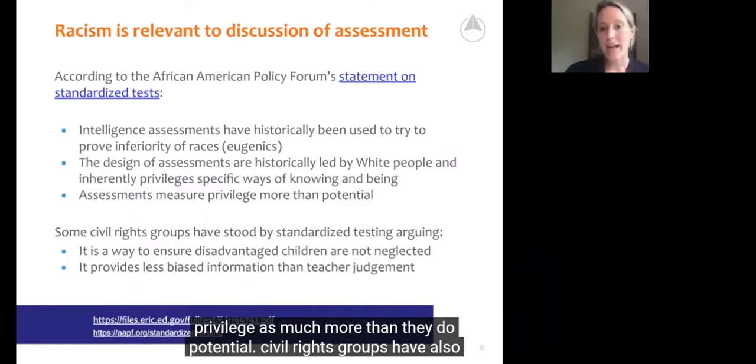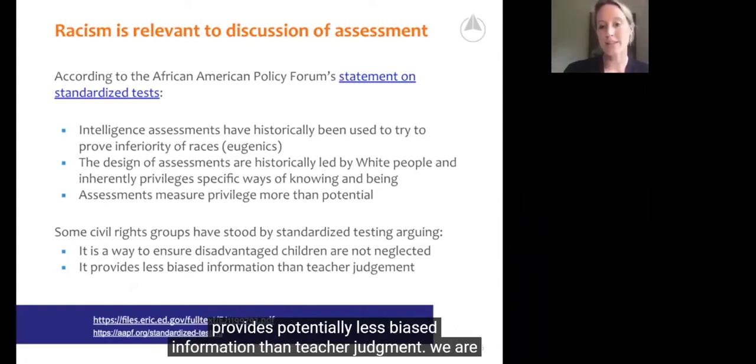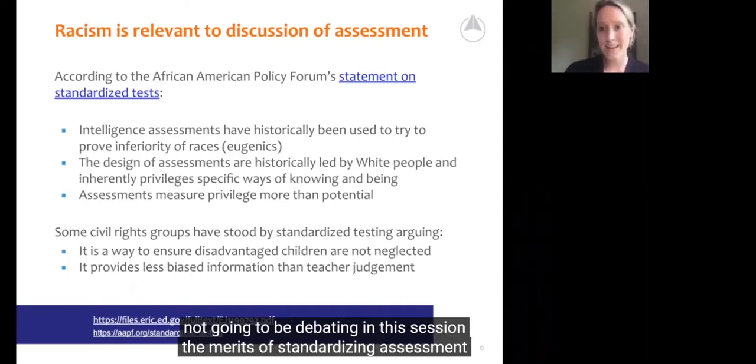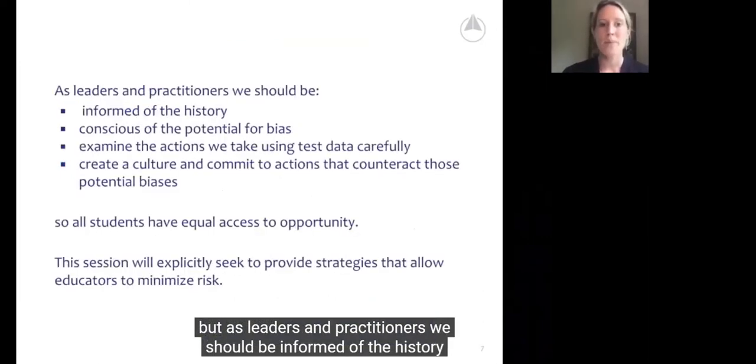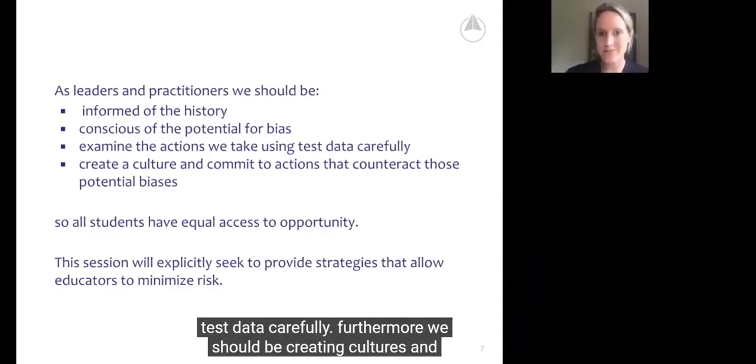Civil rights groups have also stood by the value of standardized testing, arguing that it is a way to ensure disadvantaged children are identified and not neglected, and it provides potentially less biased information than teacher judgment. We are not going to be debating in this session the merits of standardized assessment, but as leaders and practitioners, we should be informed of the history, conscious of the potential for bias, and examine the actions that we take to use test data carefully.